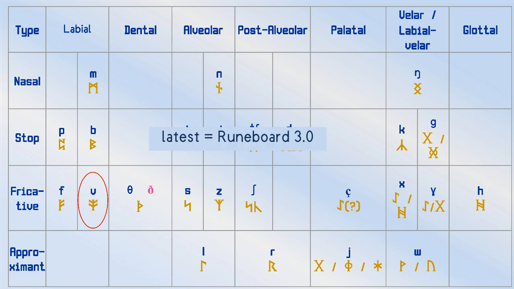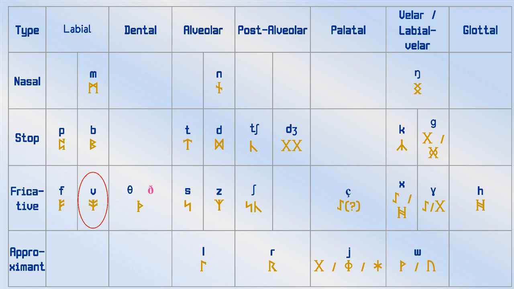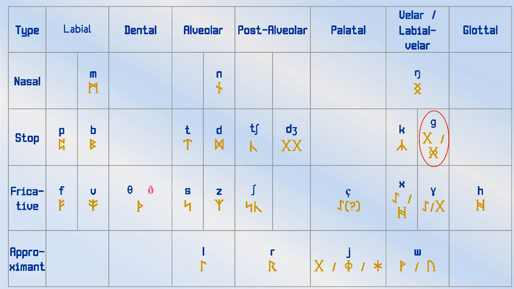On the latest rune board, that can be accessed on desktop by pressing Shift and Spacebar simultaneously. On mobile, it is now the key to the left of the spacebar designated by this symbol. Next, given that one of the two runes used for g has multiple jobs, we can simplify things as we did for k, by only using ga because it exclusively makes the g sound.